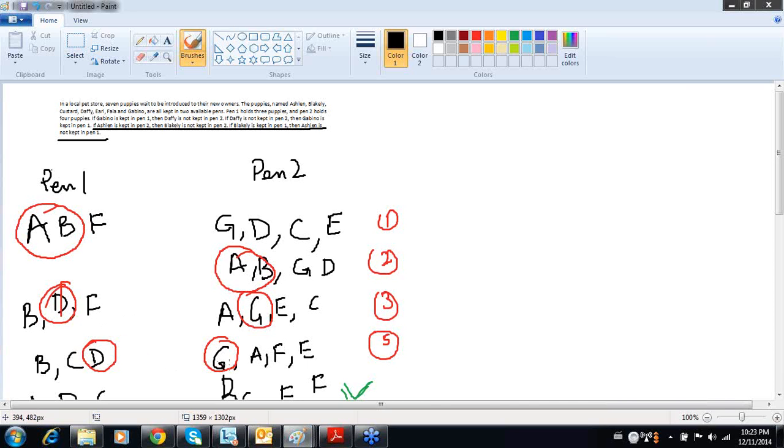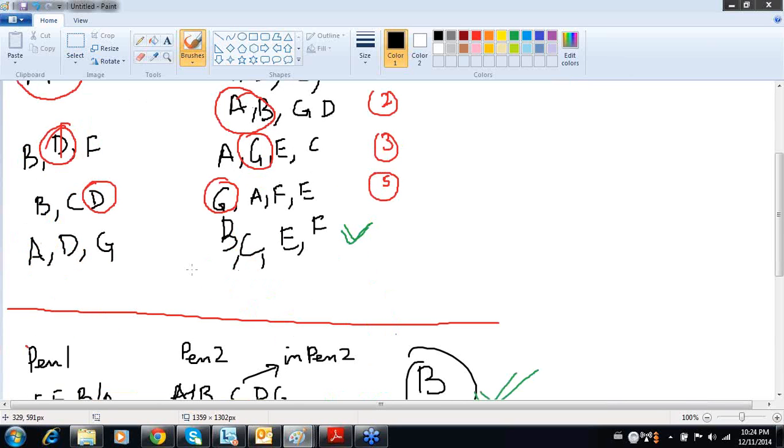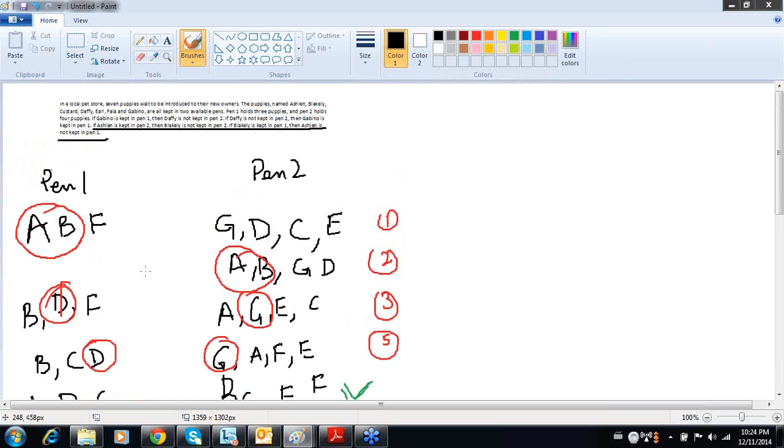Fifth option, what does it say? G, A, F, E are in pen 2, that means B, C, D are in pen 1. Again, it is not satisfying this. If D is not kept in pen 2, then G should be kept in pen 1. D is not kept in pen 2, but G is not in pen 1 again. So we are left with only option number 4. Option number 4, what does it say? B, C, E, F are in pen 2, so A, D, G will be in pen 1. It will satisfy all the 4 conditions.